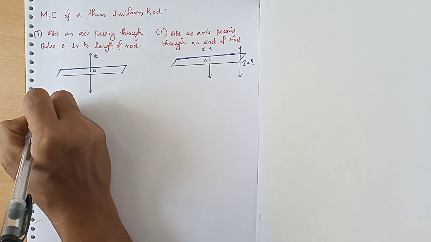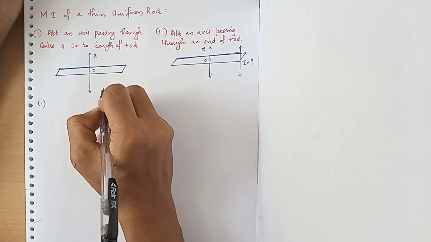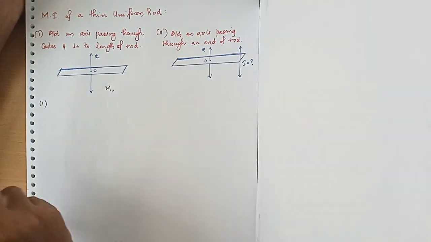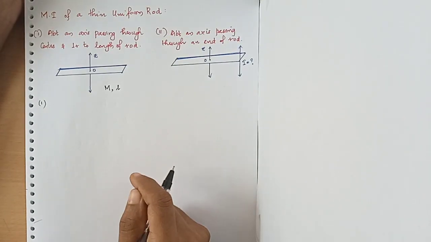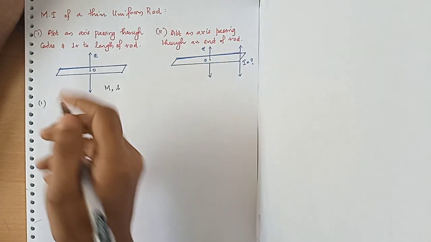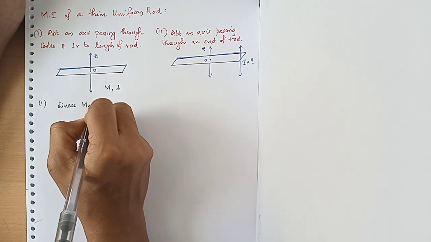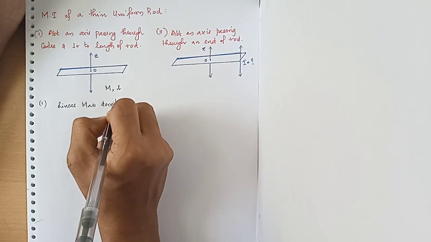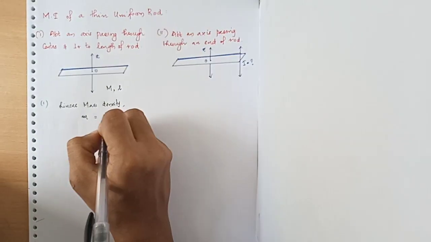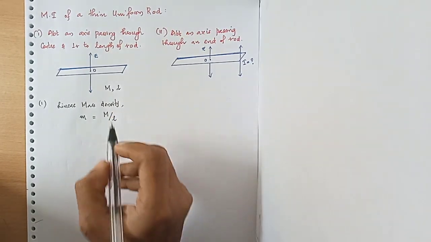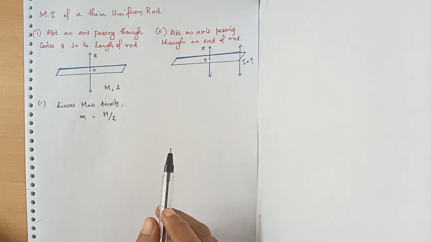So here we are taking the entire mass of the thin uniform rod as capital M, and the total length is taken as small m. So here we are defining a quantity called the linear mass density, which is represented by small m, which is the total mass per the entire length, which is the mass per unit length of the thin rod.